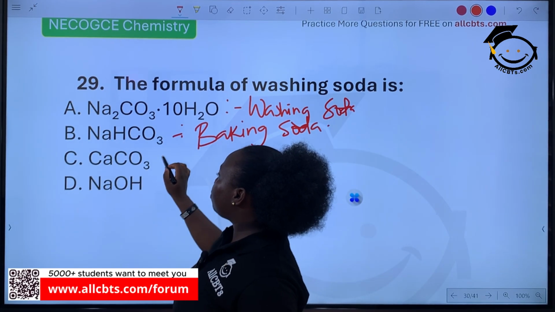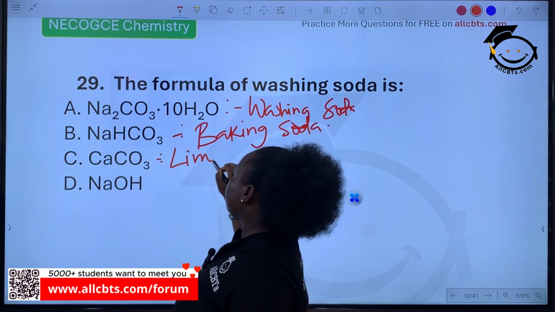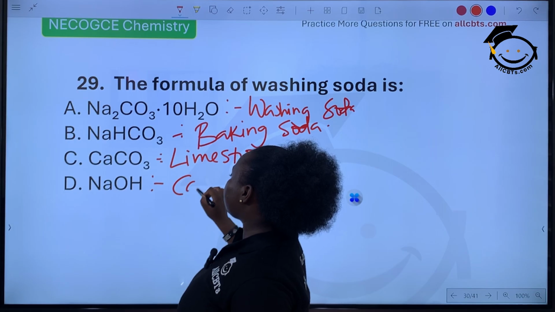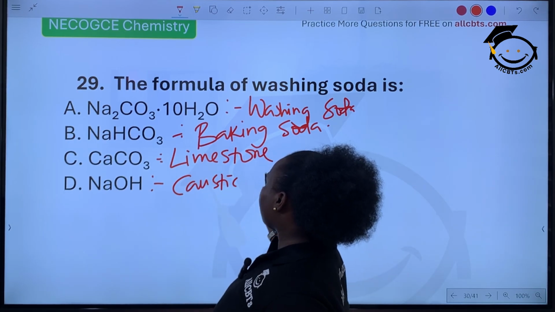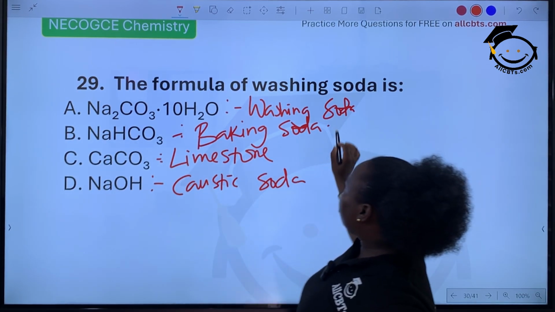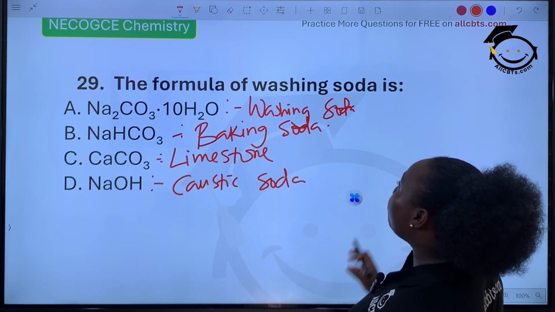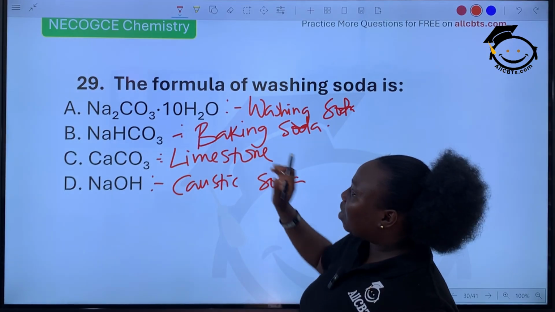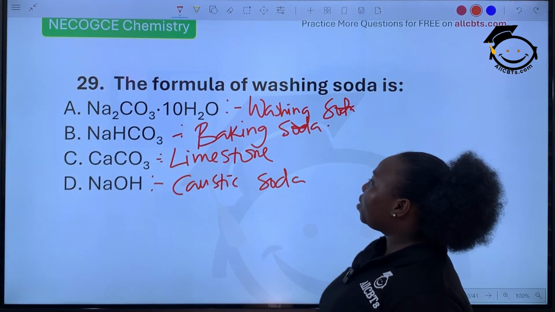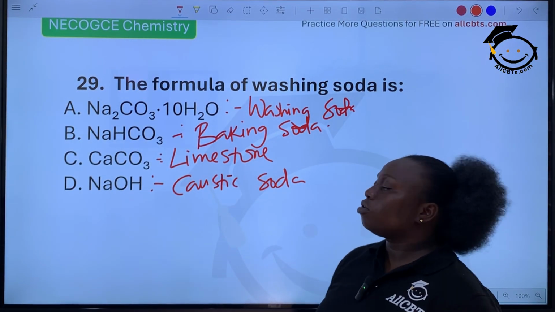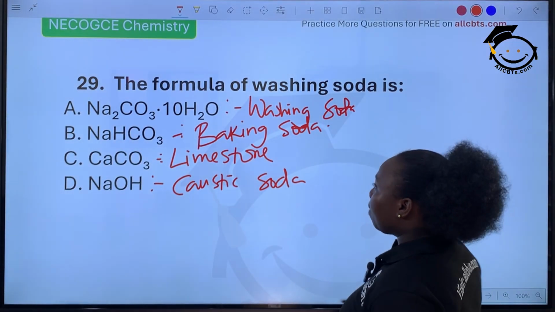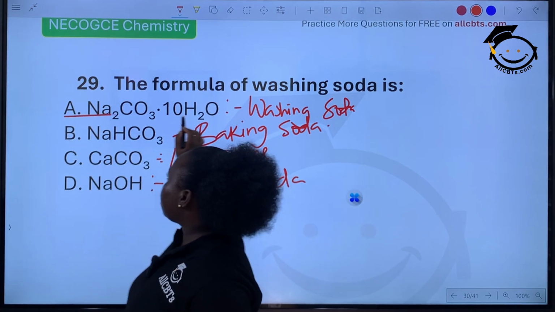Now CaCO3, this is our limestone, that's calcium carbonate. And this one is our caustic soda. So you can see that they put a lot of soda. So they want to identify which one of them is washing soda. So you must know the formula for washing soda, the formula for baking soda, and for caustic soda, because they can ask you for any of them. They can even mix them together. Our answer is option A.